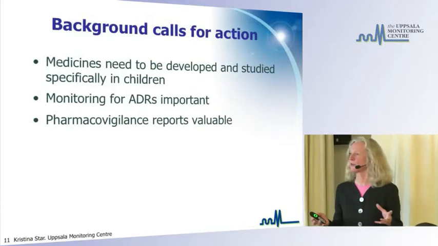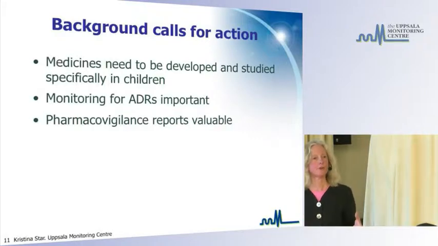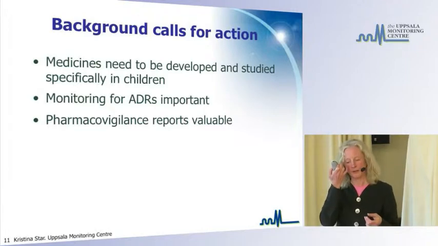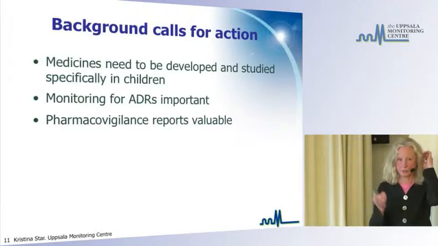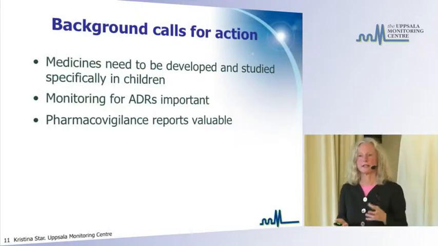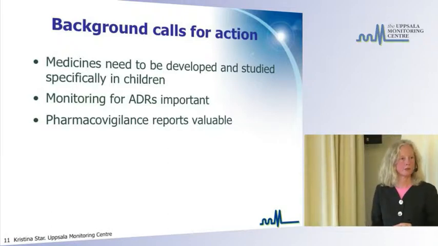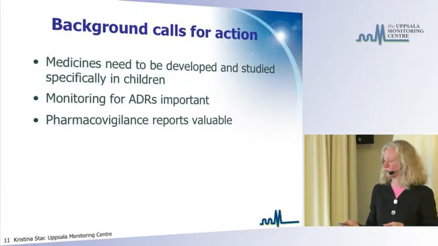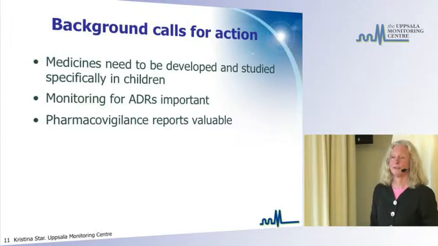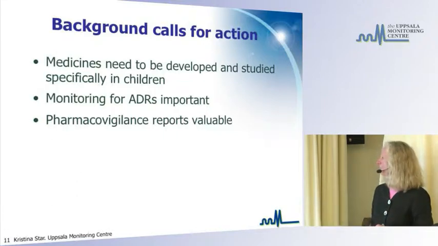So this background calls for action. Medicines need to be developed for this population, and especially in the US, I think they've been in the forefront in this work. They're working with the pharmaceutical industry and giving them an extended patent if they do trials on children, which in itself is difficult because there are lots of ethical questions around doing clinical trials in children.